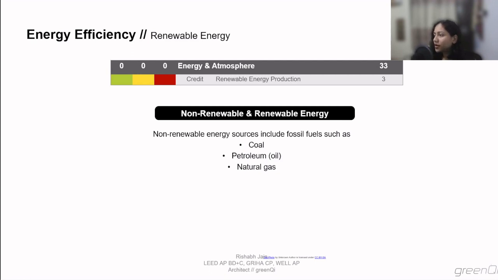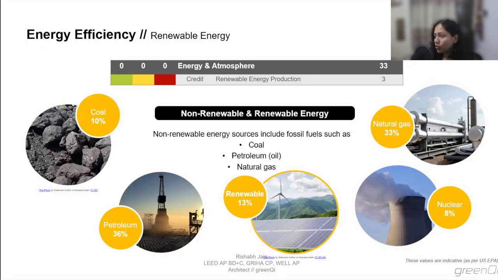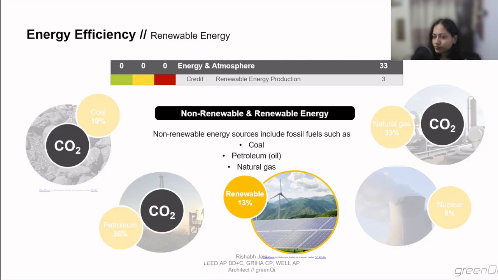And if we understand the current energy mix here, the current energy mix is of coal, petroleum, renewable, nuclear and natural gas. So if you see here, only 13% of the current energy consumption is through renewable energy, and the rest of all is based on coal, petroleum, natural gas and nuclear. So most of the energy sources that we have today are fossil fuels, they have very high CO2 emissions, and in order to change that, we need to shift to renewable energy sources.